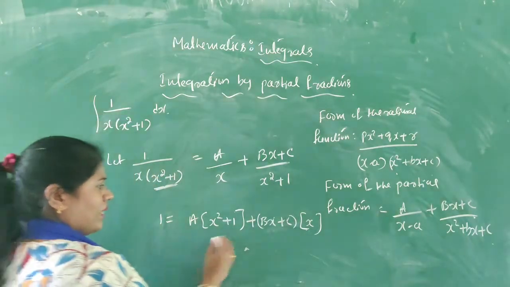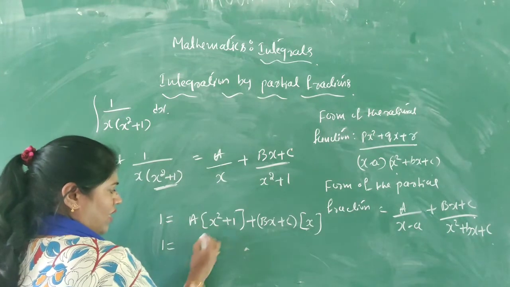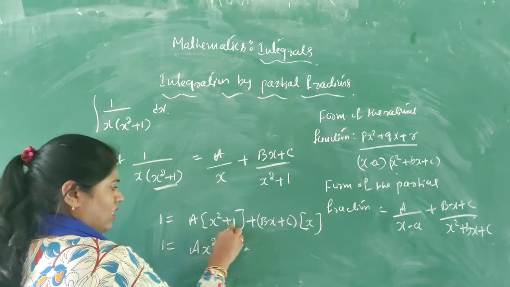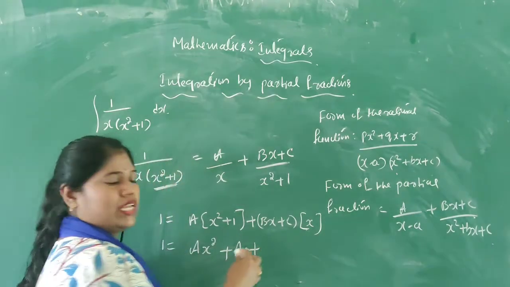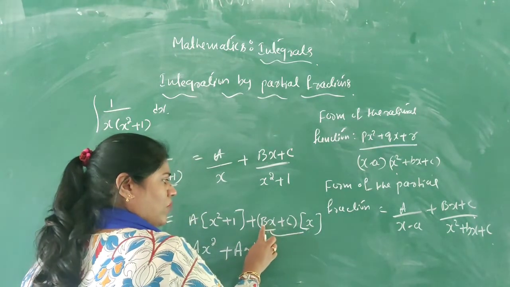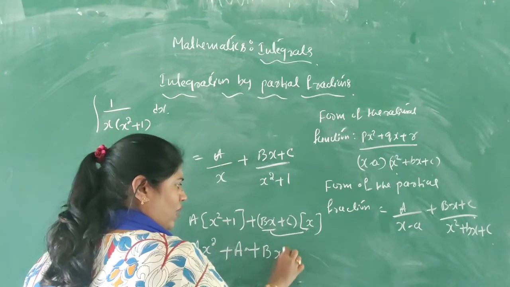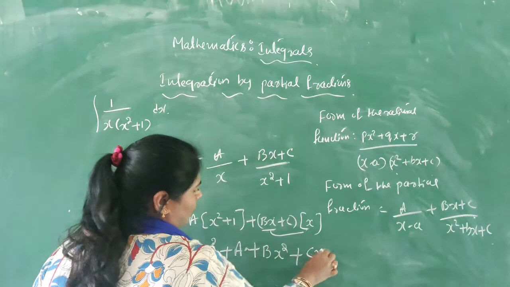So let me simplify this one. 1 is equal to A into x squared is what? Ax squared plus A into 1 is A, plus c. We have to be very careful. This bx into x is what? b, x into x is x squared, no? bx squared, okay? Next, cx, okay?